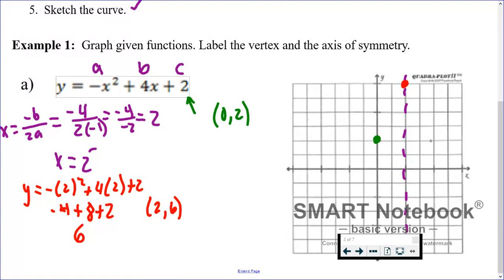The point corresponding is on the other side equidistant. So if it's 2 units away from the axis of symmetry, you go 2 units on the other side and plot a point.